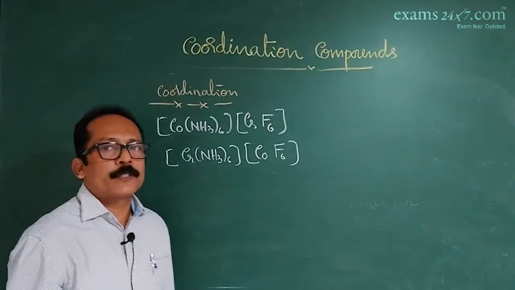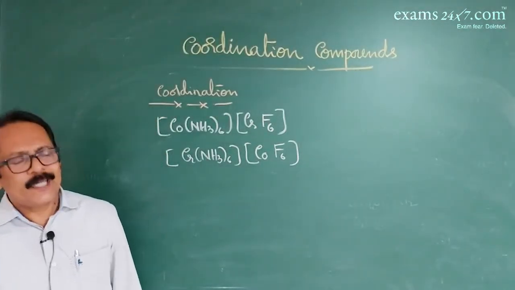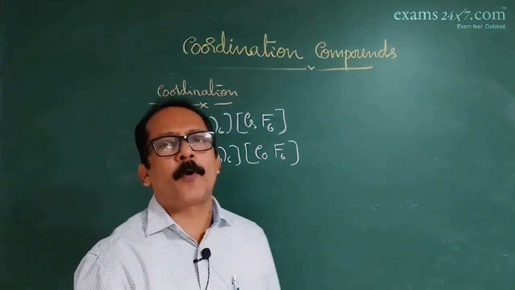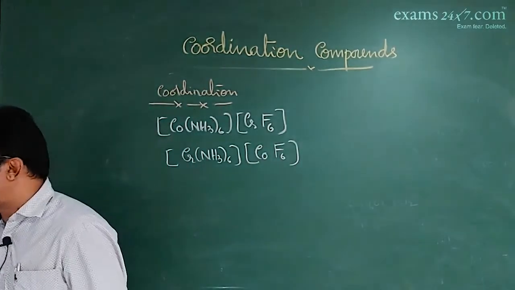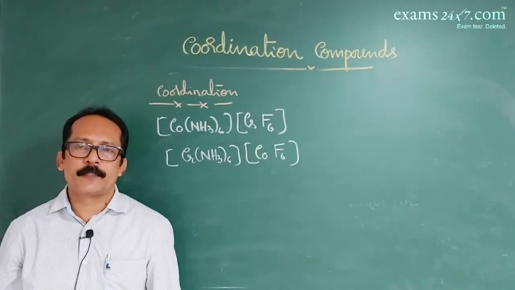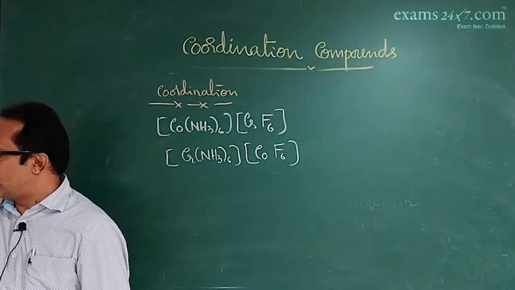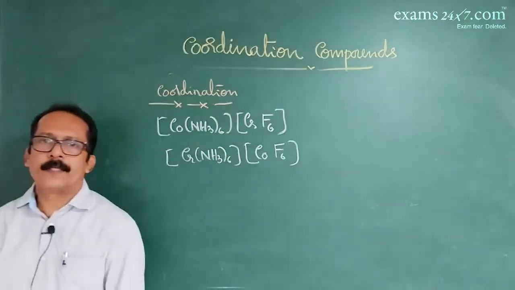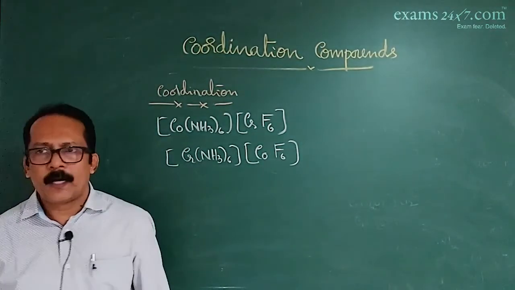Next, moving on to stereoisomerism. In stereoisomerism, coordination compounds exhibit cis and trans, and they also exhibit optical isomerism. Now, about the stereoisomerism, first is geometrical isomerism.